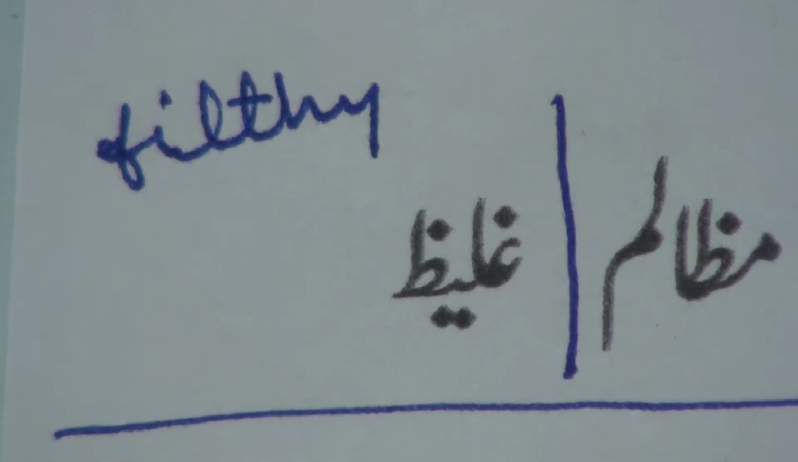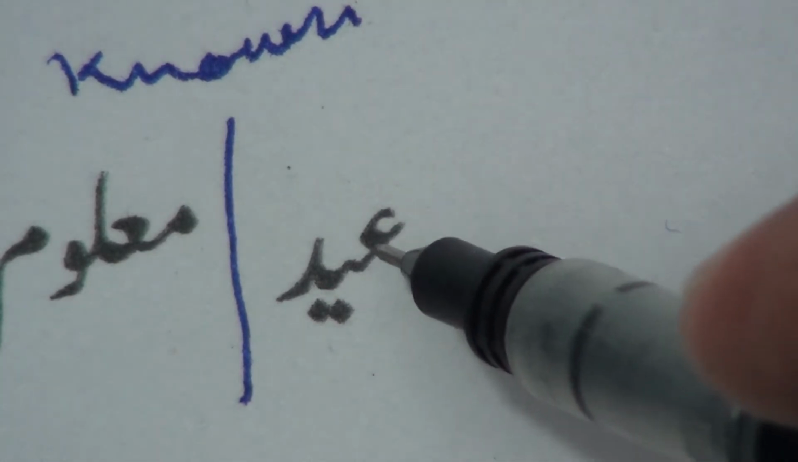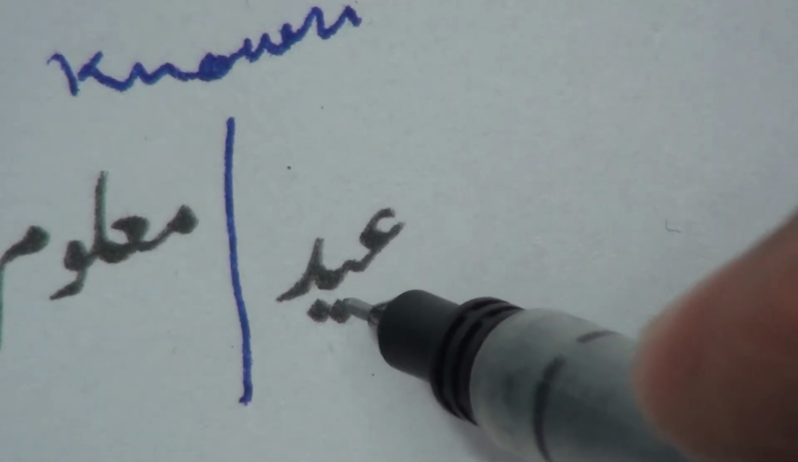And after Zoe, it is Ayn. Here is a word Eid. Ayn, ye, dal. Eid. Eid is a festival. Eid is a Muslim festival. This is Ayn, ye, dal. Eid.